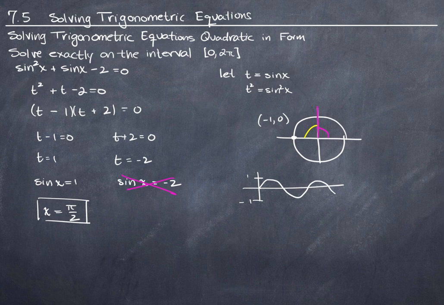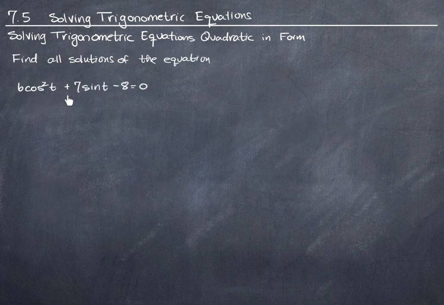All right, what happens if you have a problem like this, though? This equation is quadratic in form. I have a cosine squared here, but I don't have a cosine squared and then a cosine. I have a cosine squared and then a sine. And so I need to be able to use this technique. I need to be able to put this into a form where both of the terms are either cosines or sines, and one of them may still be squared. To do that, I'm going to use an identity.